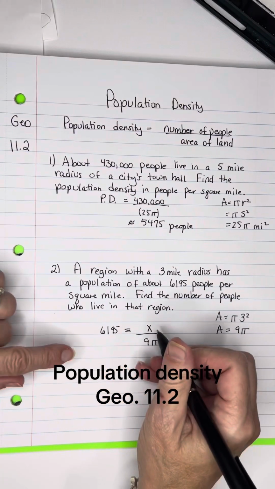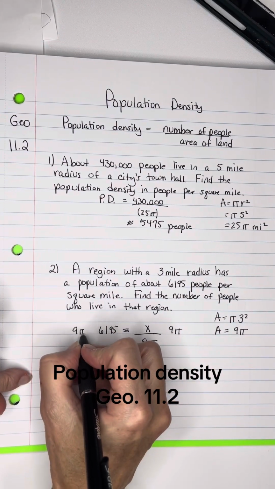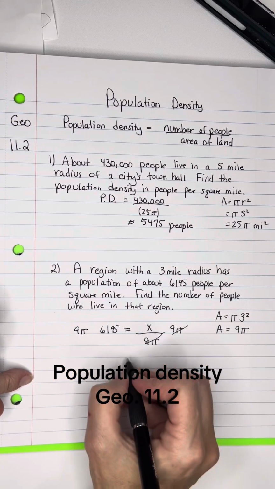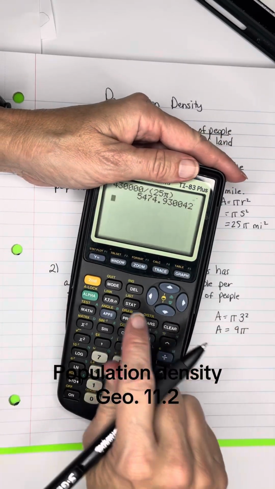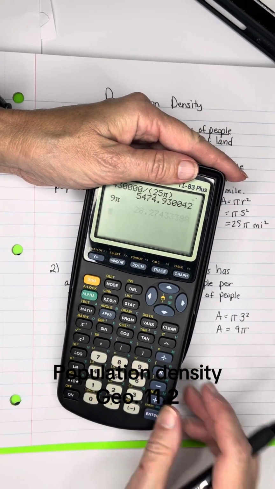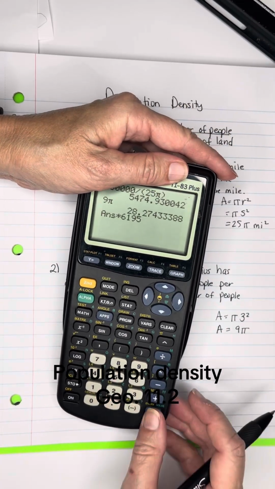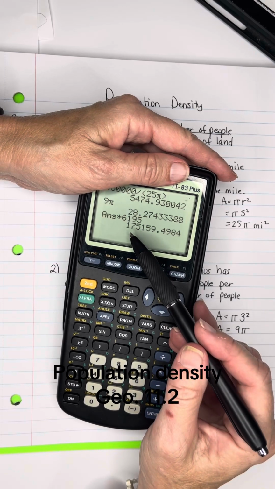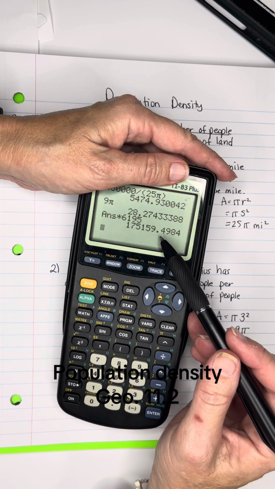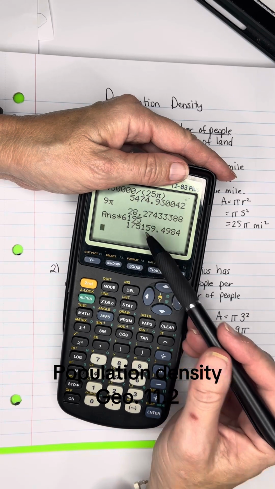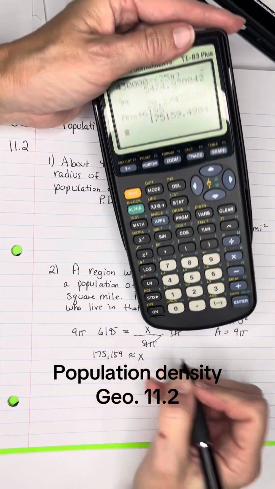Okay, to solve for X, let's just multiply both sides by 9 pi. So we have X is approximately equal to 9 pi times 6,195. And we're going to get 175,159.4, so we'll just leave it as 175,159. That's 175,159 people, rounded off.